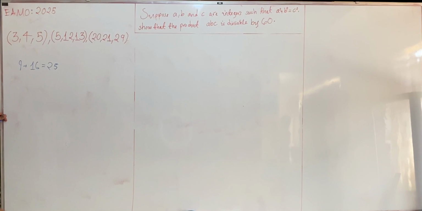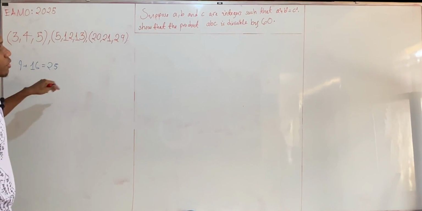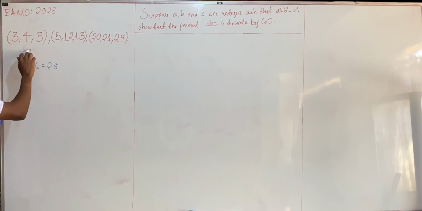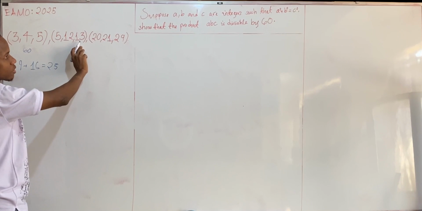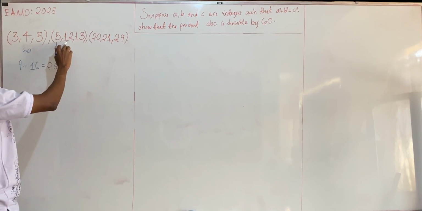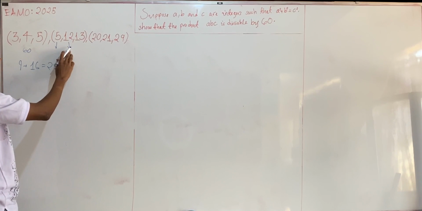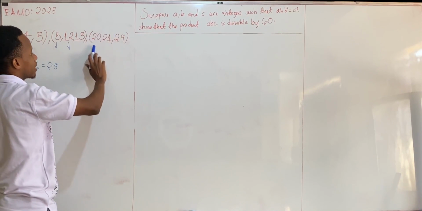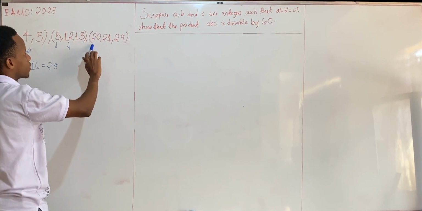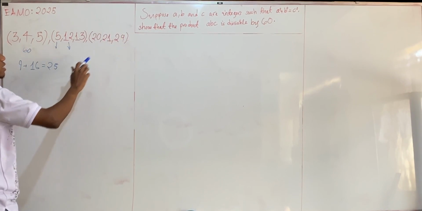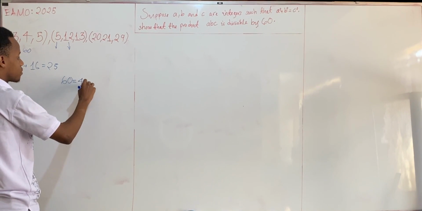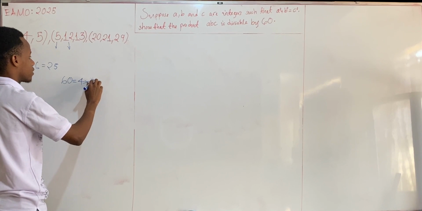So the question is to show that when you take the product of 3, 4, and 5, it will always be a multiple of 60. In this case, we see that this product is obviously 60, so it is divisible by 60. And this product is also divisible by 60 because here we have a 5, and this one here is divisible by both 3 and 4. So in this case, this product has to be a multiple of 60, and likewise here, this is a multiple of 5 and 4, this a multiple of 3, so the product has to be a multiple of 60, simply because 60 is equal to 4 times 3 times 5.